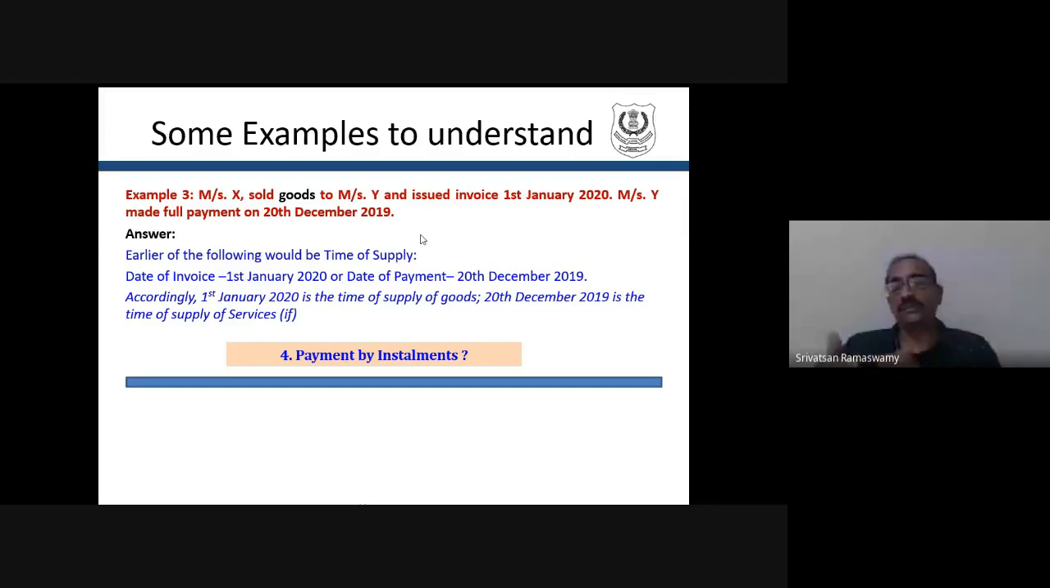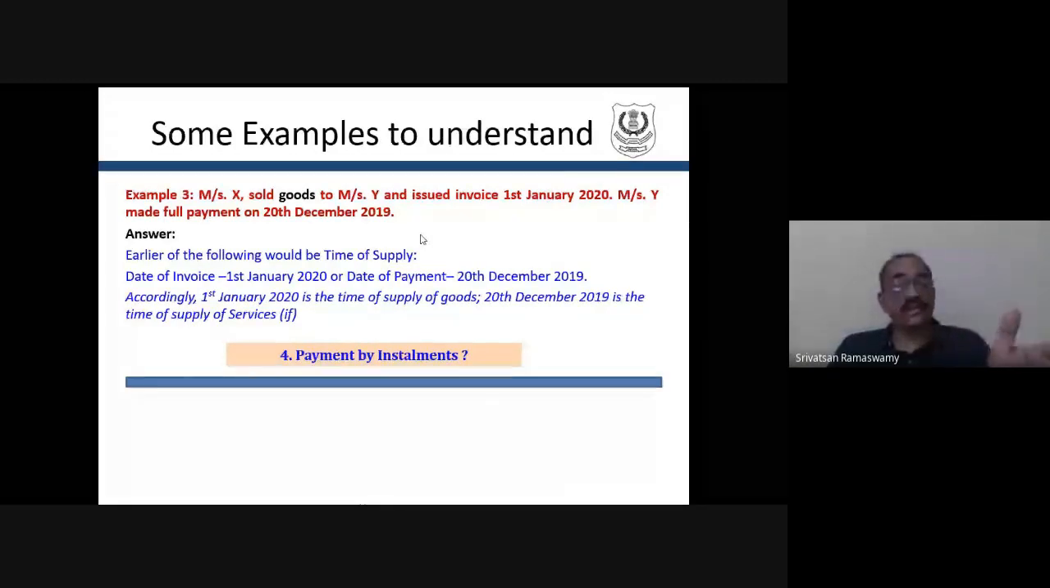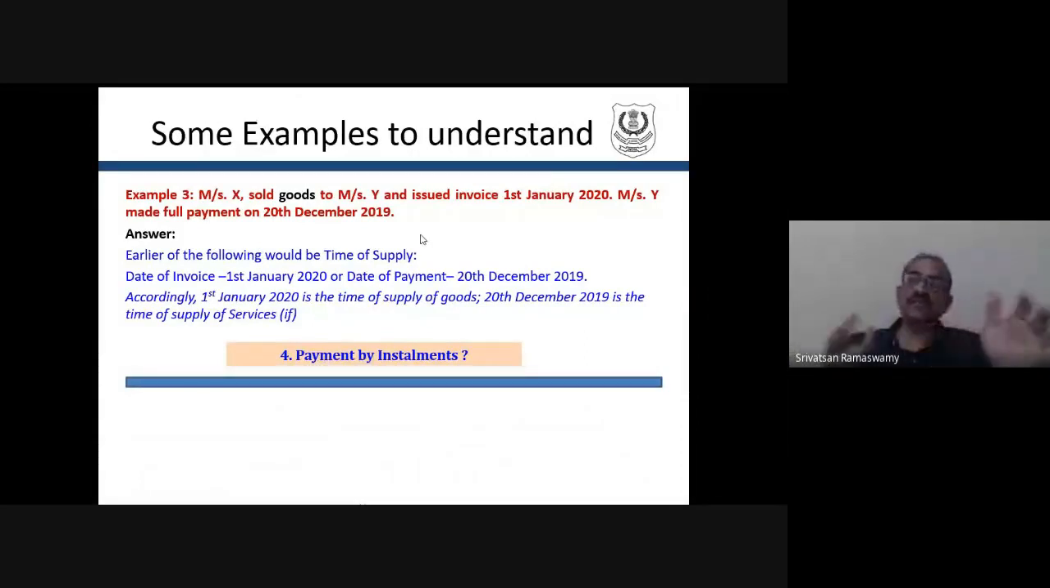Okay, so let us assume that there is a contractual obligation for me to provide a service for a period of 10 months, and the total contractual value is 10 lakh rupees, and let us assume that it starts on 1st of January and ends on 31st of October.